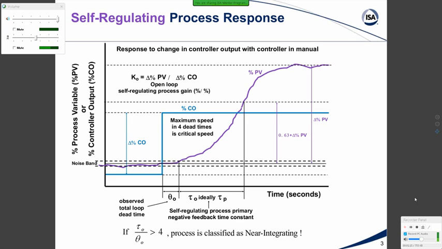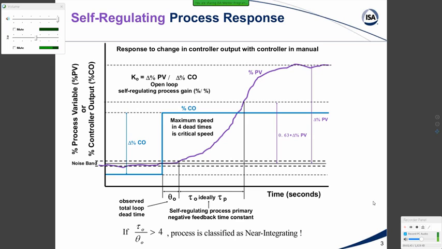that as near integrating, because in the response time the PID sees, if the PID is tuned well and for minimum error, it tends to see what's going on in the 4 dead times and does its thing. So in the 4 dead times for this type of process, it is still ramping. So it looks like an integrator, and we call it near integrating.